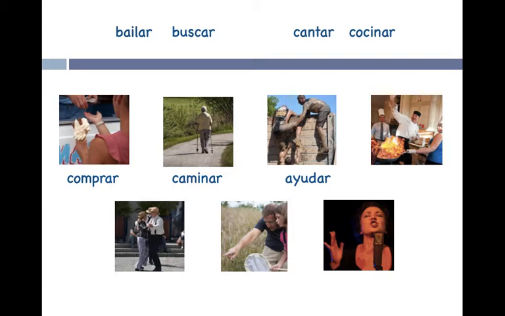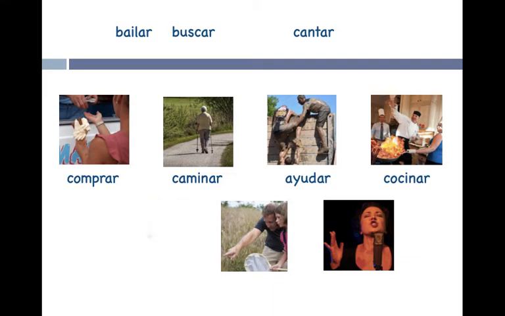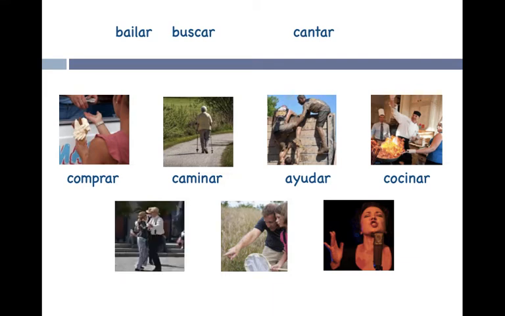Good. You remembered it starts with the same 2 letters. C-O. Repita. Cocinar. ¿Cómo se dice to dance? Think of a type of a dance. Give you a clue. Muy bien. Repita. Bailar. ¿Cómo se dice to look for? Think of the clue I gave you. Muy bien. Repita. Buscar. And ¿cómo se dice to sing?